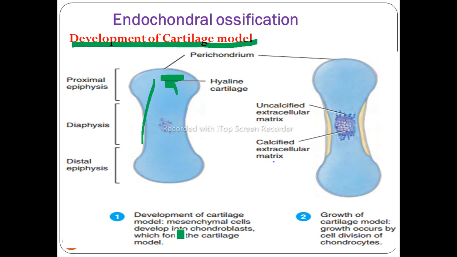So mesenchymal cells develop into chondroblasts, which form the cartilage model. The first cells are mesenchymal cells. Mesenchymal cells will produce chondroblasts, and chondroblasts, by producing matrix, will form the cartilage model. Then growth of the cartilage model will occur. So this is uncalcified extracellular matrix and calcified extracellular matrix. This calcification will occur to change it into bone.